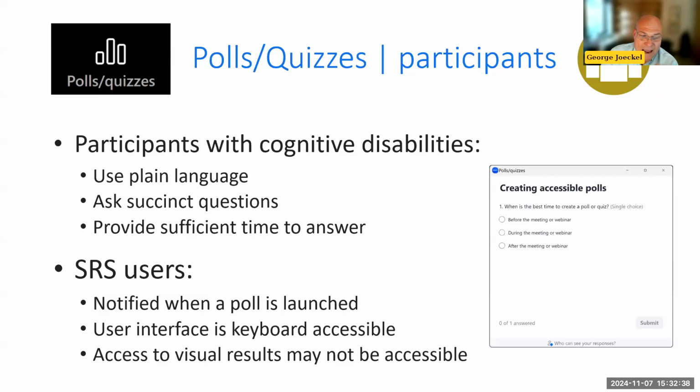But access to visual results may not be reliably accessible. So if I were just to show the results up and not go over them at all, I wouldn't think that's a sufficient method for presenting the results to everybody, because somebody with low vision or somebody using a keyboard with a screen reader might not be able to access all of that information.